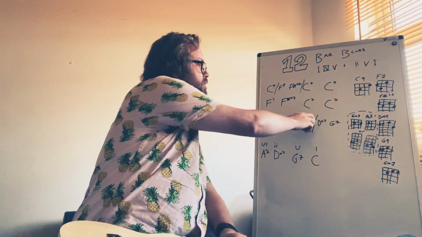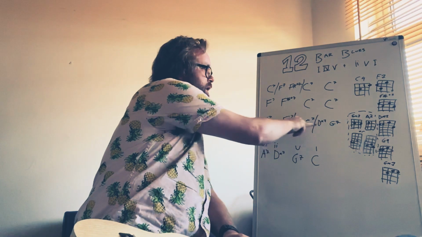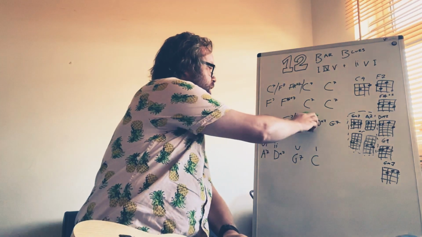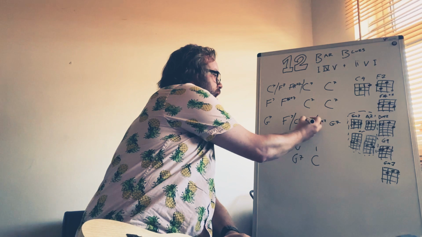Now, again, we're running out of space here because we've got to put this into 1 bar. So what we're going to do is we're going to move the C7 backwards and we're going to add in an A7 here.